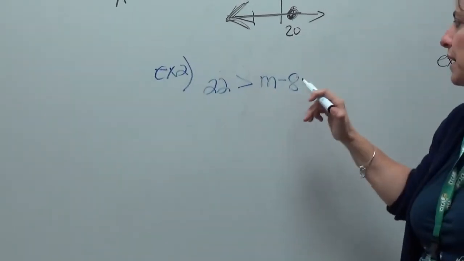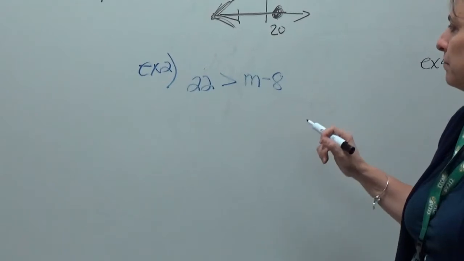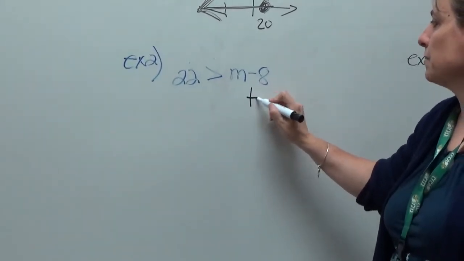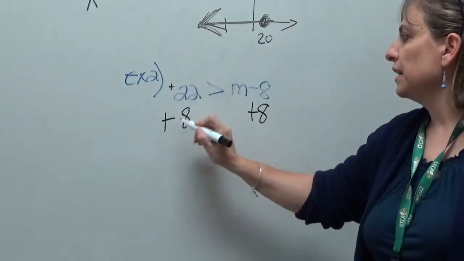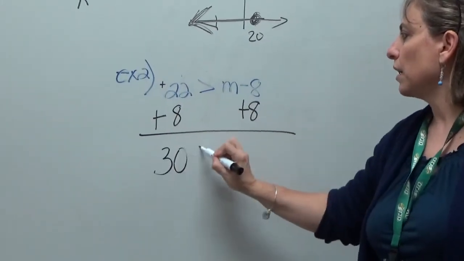Let's do this one. 22 is greater than m minus 8. My goal, again, is to get m by itself. So what's happening to it? It's being subtracted by 8, so I'm going to do the opposite. I know this sign is positive, and now I'm going to add. Two positives added together are a positive.